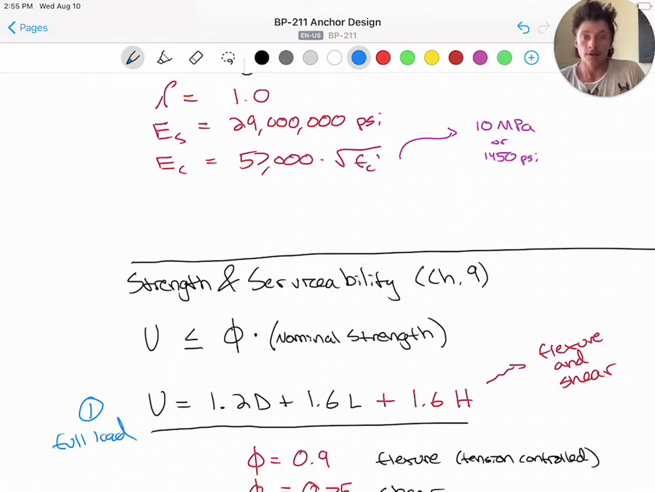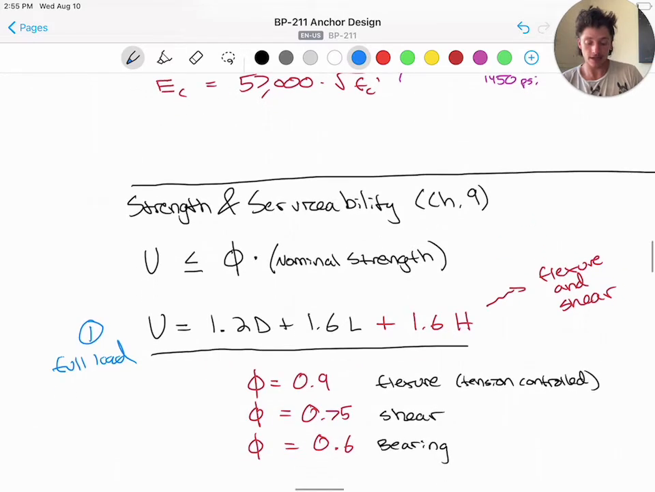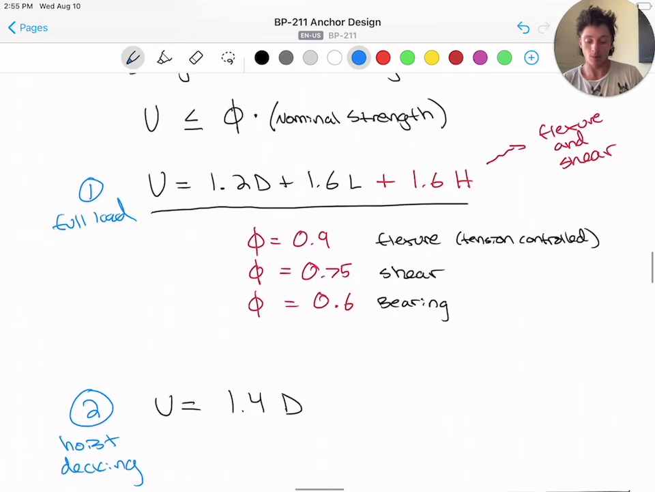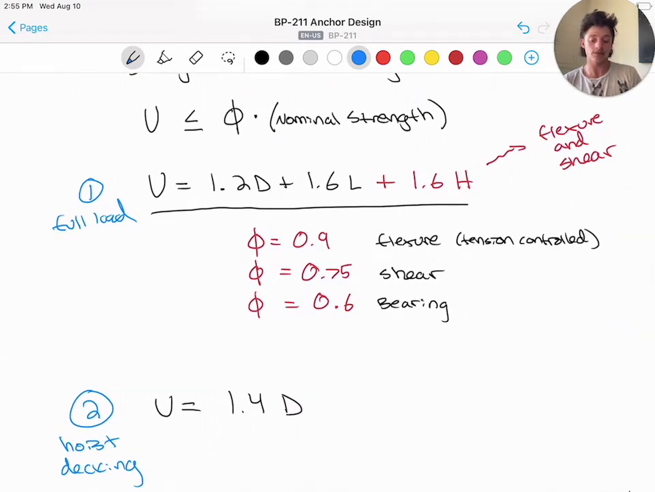And for hoisting and decking, we'll take the maximum load to be 1.4 times our dead load. And you can see here our strength reduction factors of 0.9 for flexure, tension controlled, 0.75 for shear, and 0.6 for bearing. And I'll note that we need to make sure that we check this and confirm that our section is tension controlled after doing the analysis.